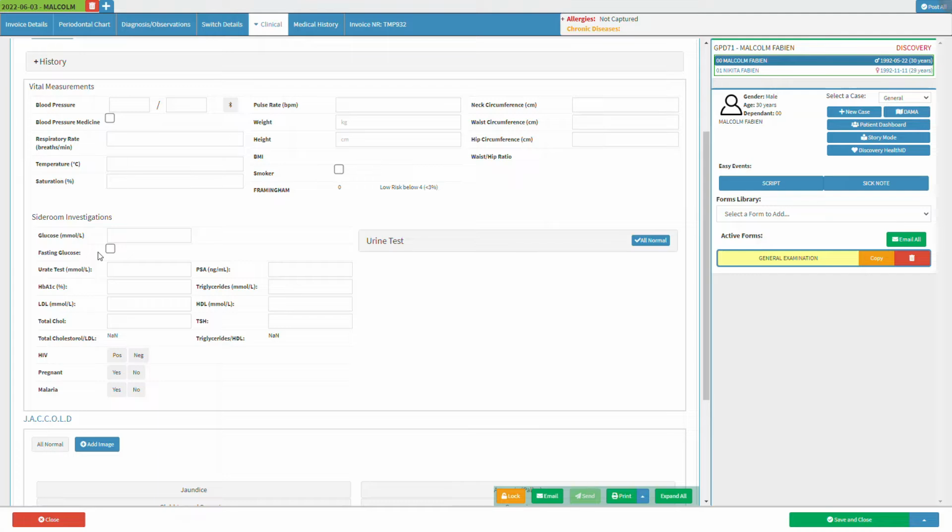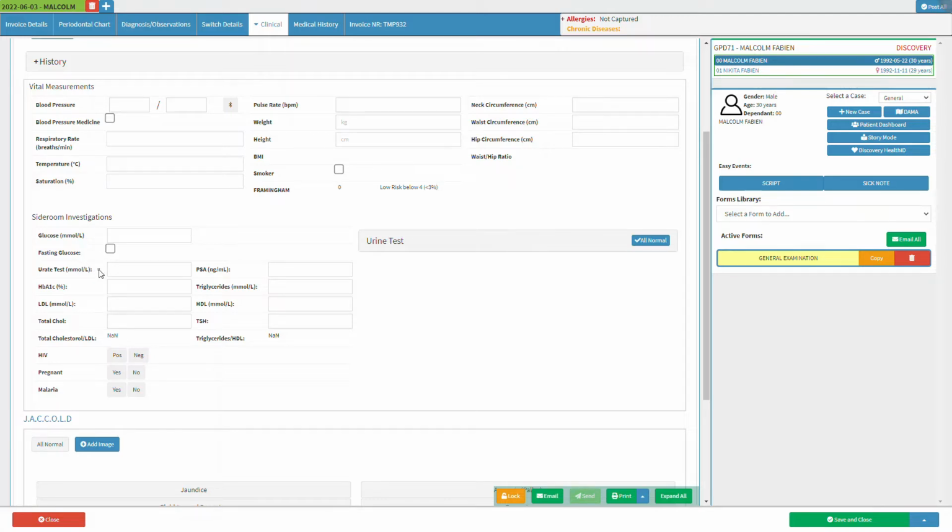A reading of fewer than 5.6 millimoles per liter is considered a normal reading, whereas a patient with a higher level than 7 millimoles per liter on two separate tests is considered to have diabetes. Check the fasting glucose checkbox if the patient completed an overnight fast.